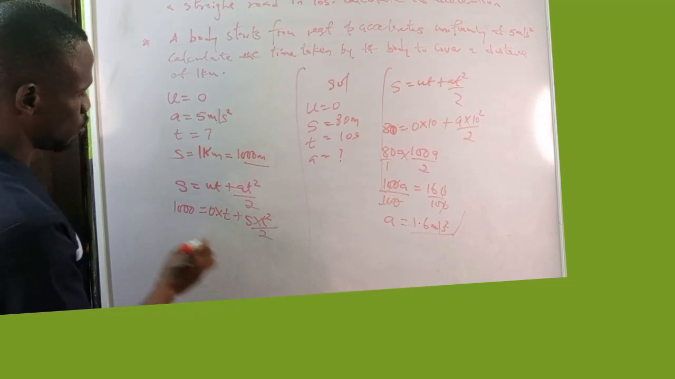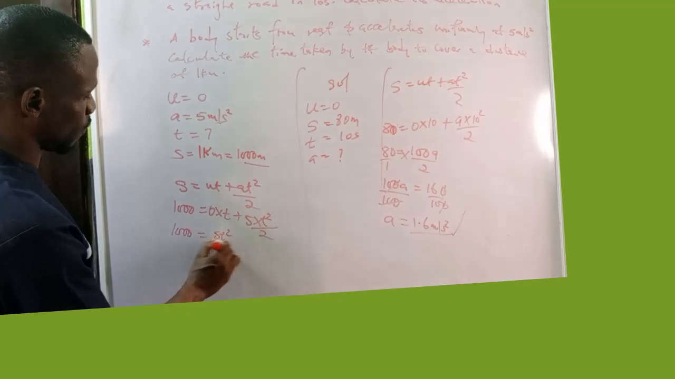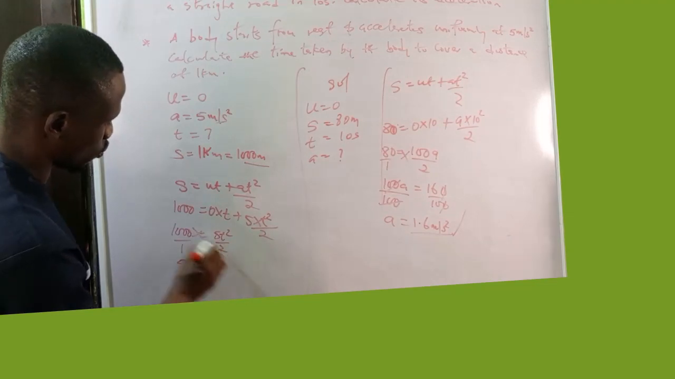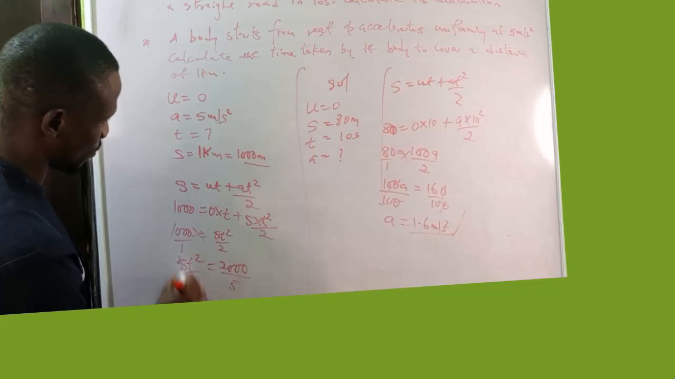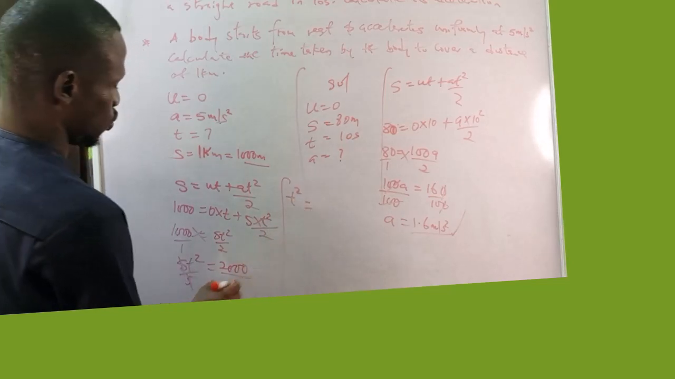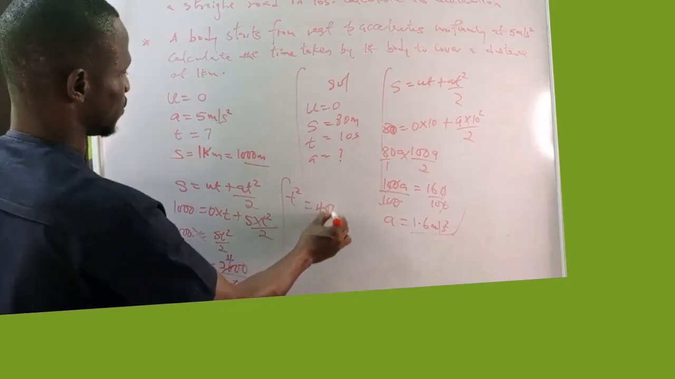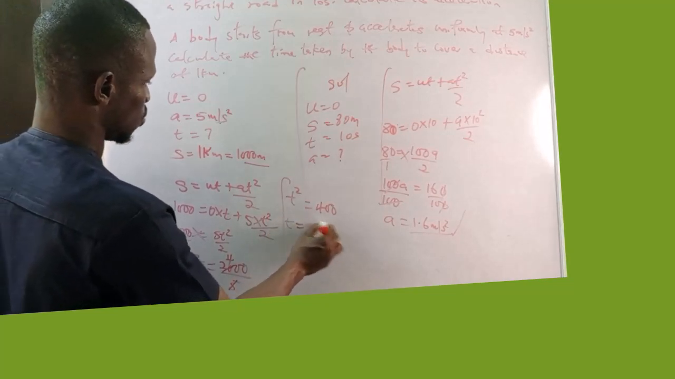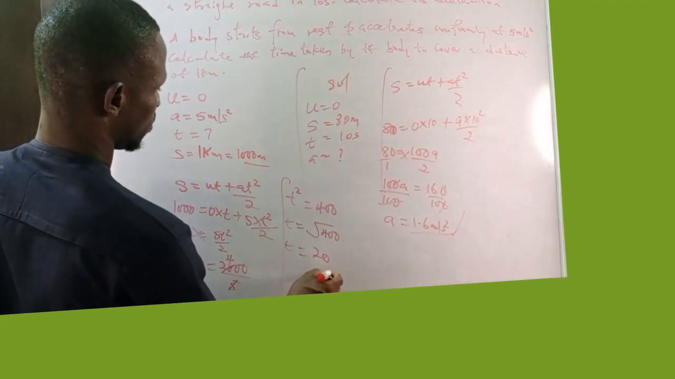T square over 2. So we have 1000 equals 0 times t, which is gone. So we have 5t square over 2. Cross multiply. What do you have now? 5t square equal to 2 times 1000, which is 2000. Divide by 5. So what is t square now? T square is equal to 2000 divided by 5, which is 400. So t becomes the square root of 400. So t is equal to 20 seconds.